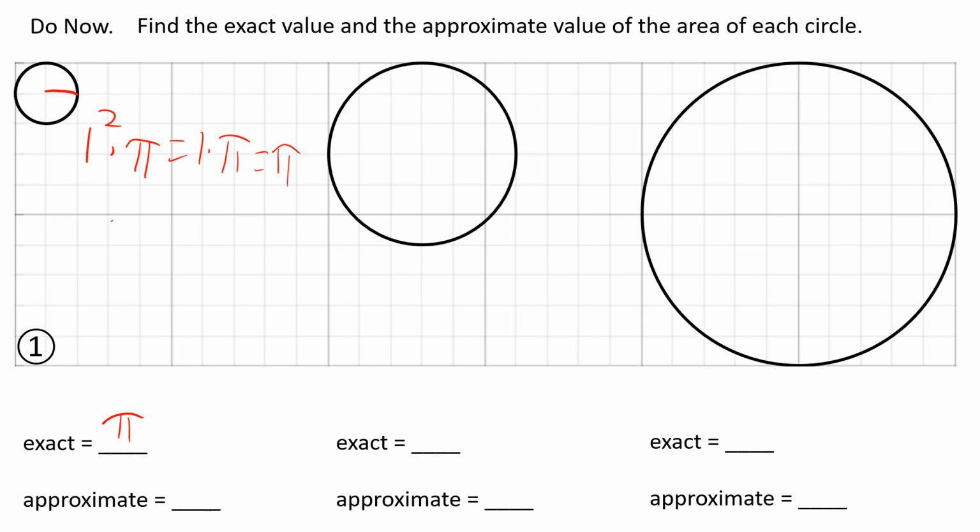Approximate value, 3.14, right? Pi is 3.14. There we go.